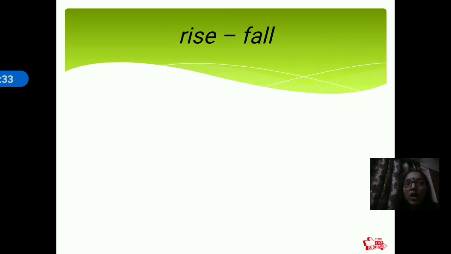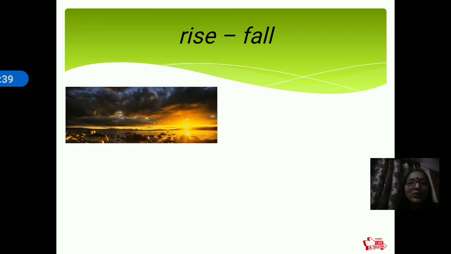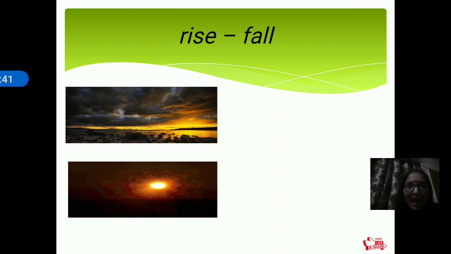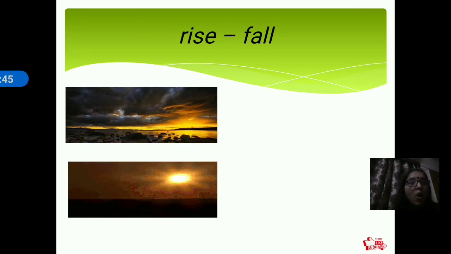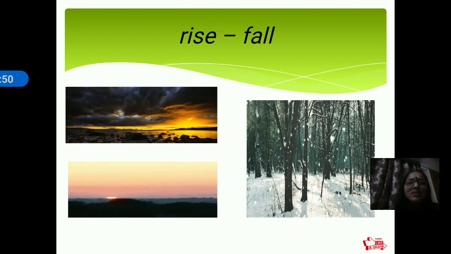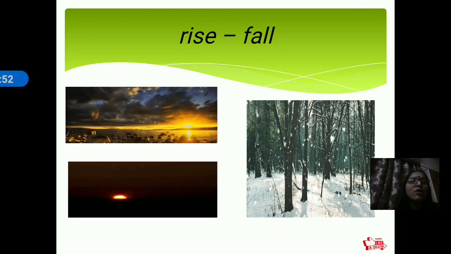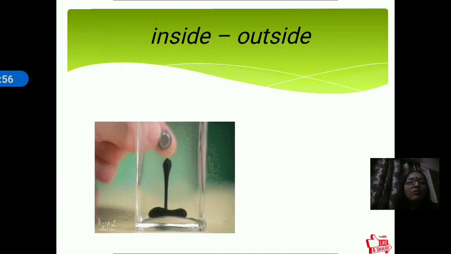Next is rise and fall. Now what rises, children? You guessed it right. The sun rises. Okay, you can see the sunrise here and sunrise here too. It rises up, it moves upwards. Now opposite of that is falling down, and good example is snowfall. It falls down from up to down. Okay, so this is another example of antonyms.